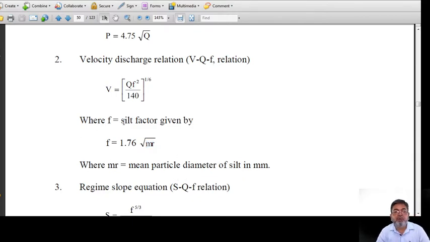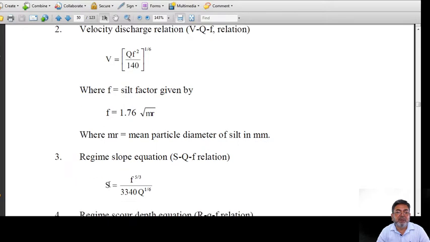Understand? So in the numerical problems, mostly the value of F is given. But if suppose F is not given and the particle size of the silt, the particle size of the bed material, is given, then you don't have to worry. You just have to use this formula to find out the value of F, and that will be used in this equation of velocity.